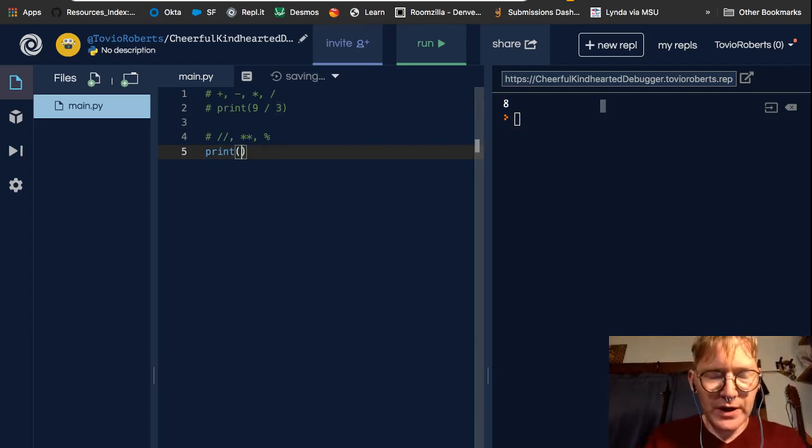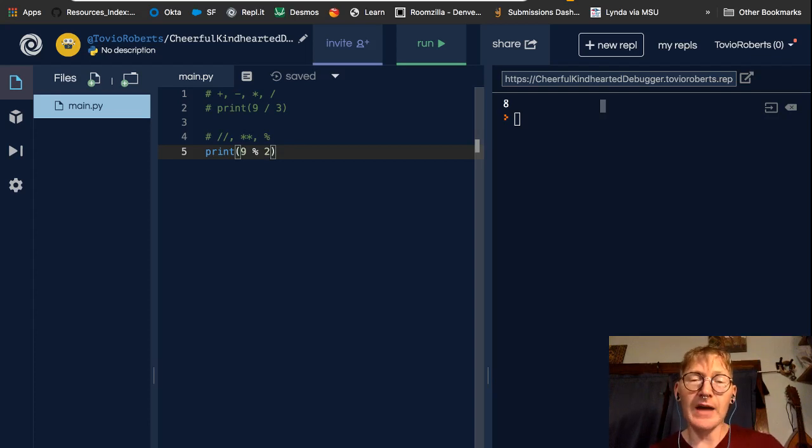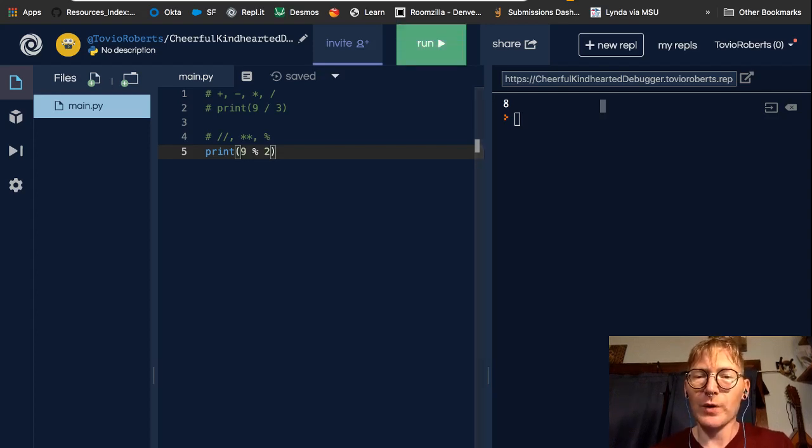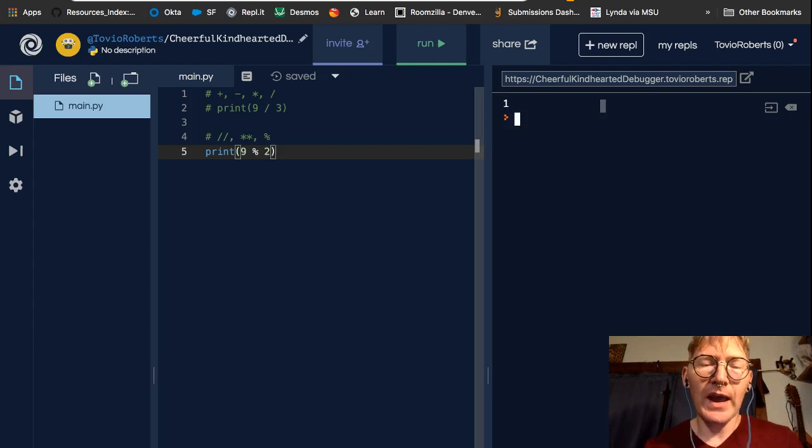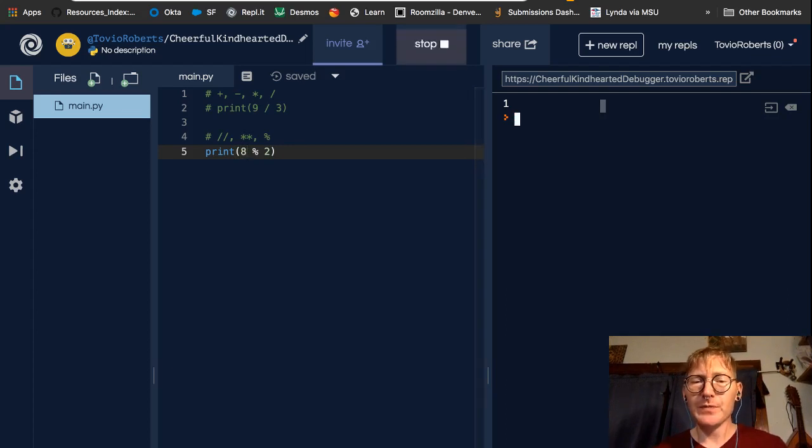So here's something that you may not have seen before as an operator. Let's consider 9 modulo 2. So what we're going to see here is 2 is going to go into 9 a certain number of times, right? 4 times. And 2 times 4 is 8. 9 minus 8 is 1. This is going to give us the remainder of division. So if I run this, we're going to see 1. And this can be really helpful, right? So if it's 8 modulo 2, 2 goes into 8 evenly, which gives us 0.